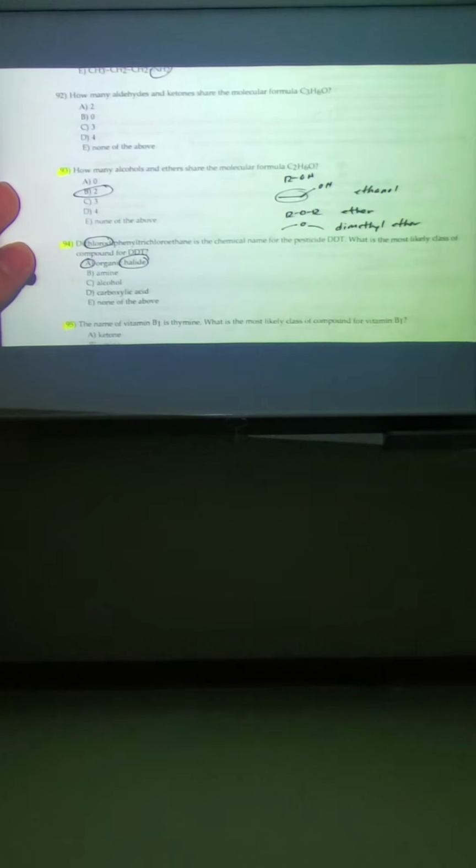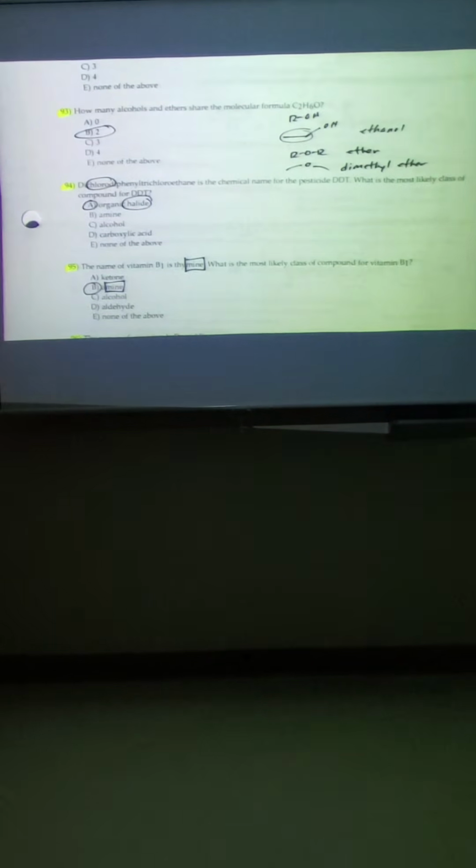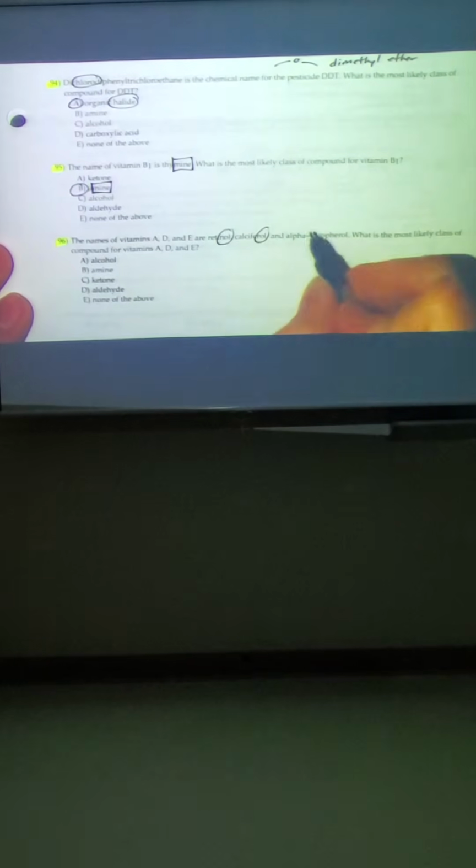These next ones go very fast. We don't even have to read this sentence. We just need to find chloro. And chloro is a halide, so organic halide. 95, if you're a vitamin B, ends in MINE, so find the one that ends in MINE and you're golden. A lot of those questions, just look for the clue. Just like in this one, look for the clue. They all end in OL, so find one that ends in an OL. Alcohols, phenols have OL endings to their names.